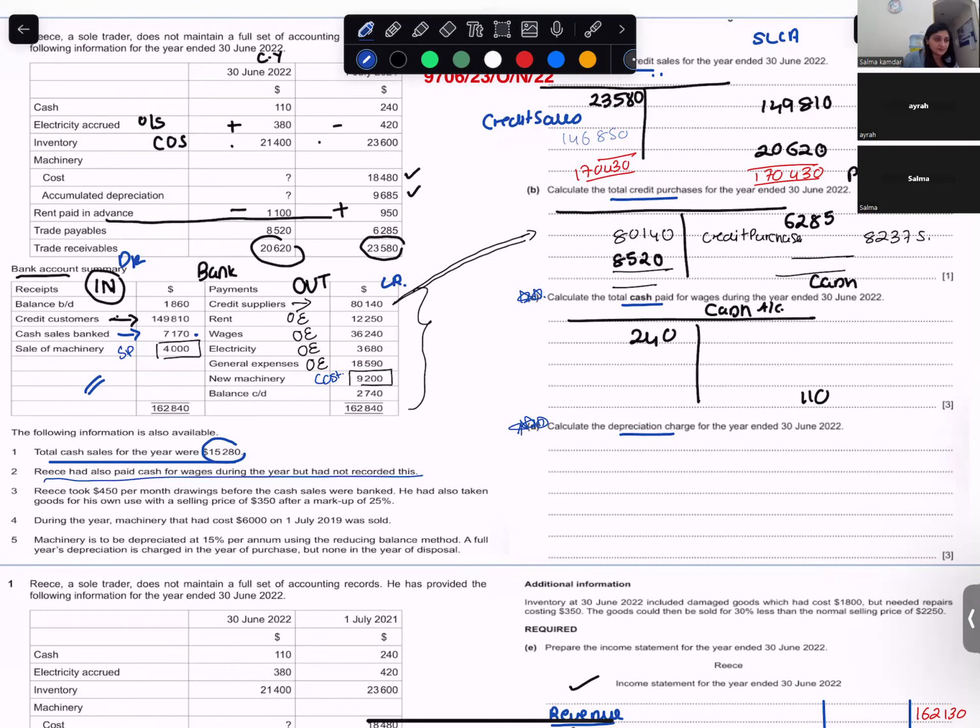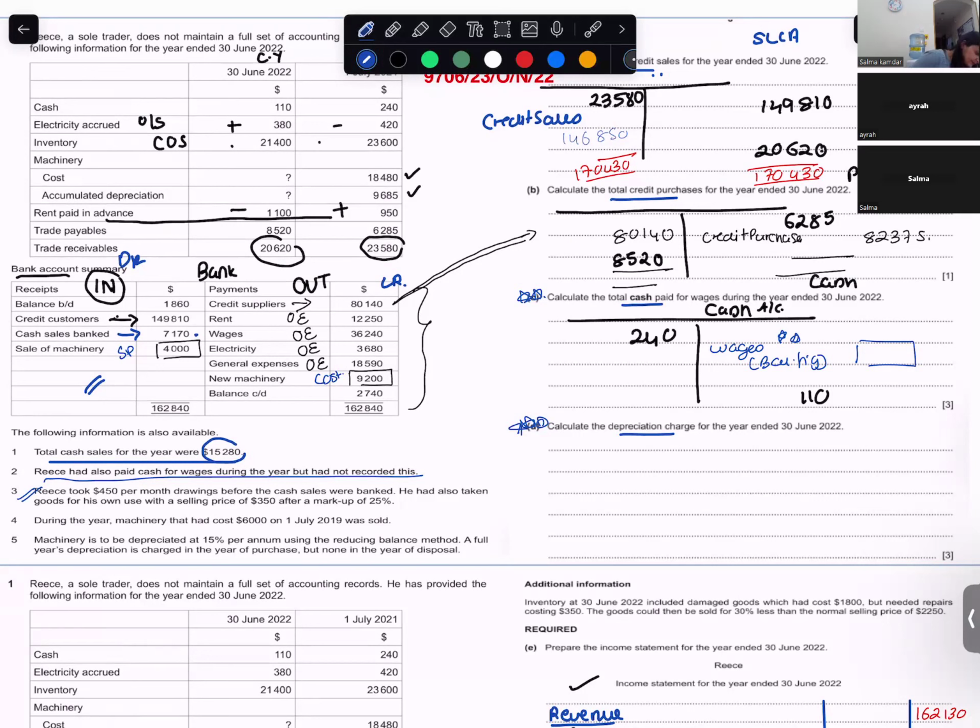Reece had also paid cash for wages during the year but had not recorded this. Tell me, what do you understand by this? That the cash account didn't account for the wages that were paid. So that means that the wages will be the balancing figure. Okay, fine. Come on, read ahead.